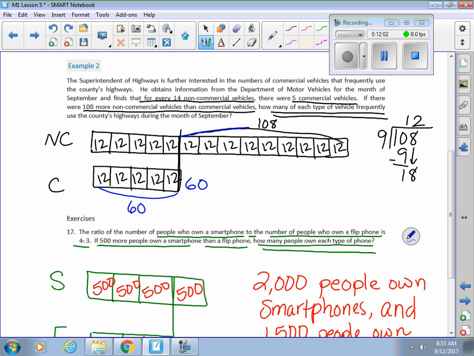We know that this section right here represents 108. So if this is 60, what's the total amount of non-commercial vehicles? Total non-commercial, so all of these all together. 168. Very good. So 168. And we would then write that in a sentence. There are 168 non-commercial vehicles and 60 commercial vehicles.